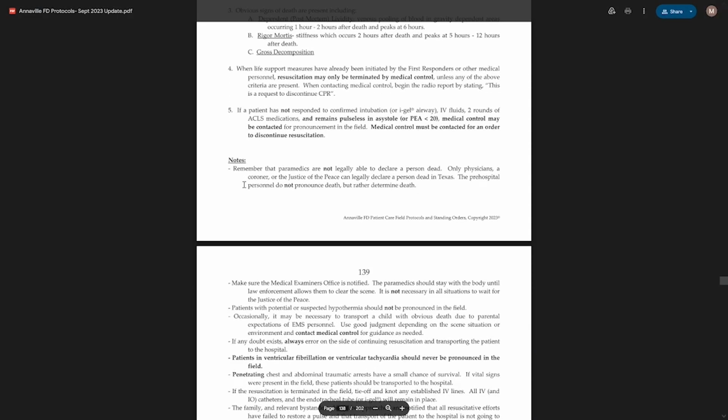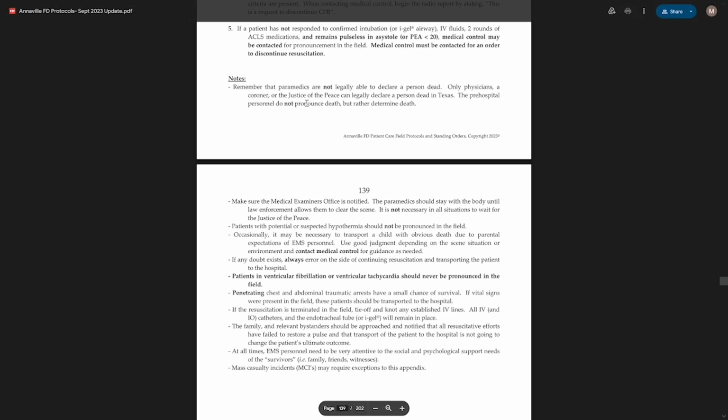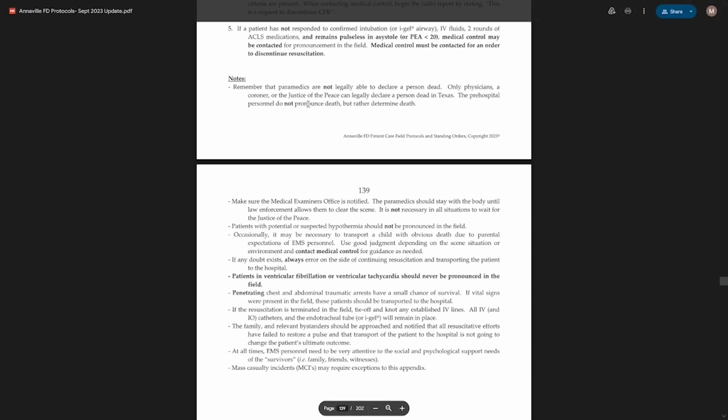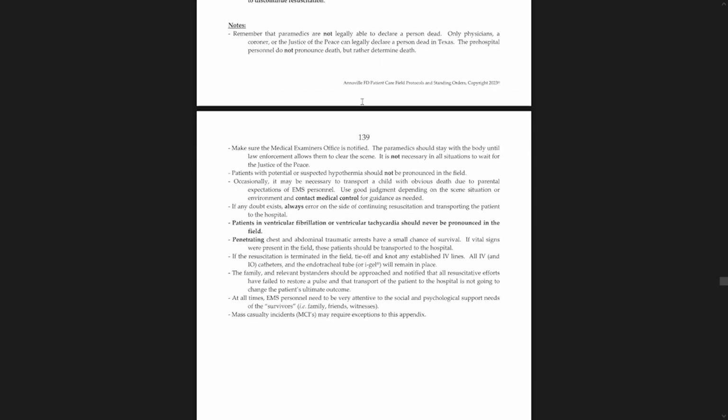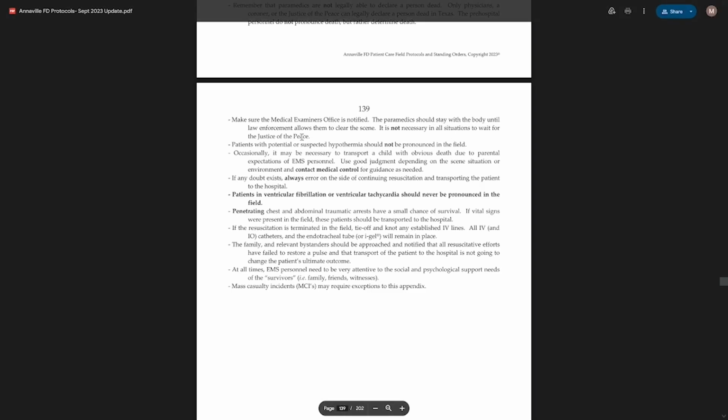Note: remember that paramedics are not legally able to declare a person dead. Only physicians, a coroner, or the justice of the peace can legally declare a person dead in Texas. The pre-hospital personnel do not pronounce death, but rather determine death. Make sure that the medical examiner's office is notified. The paramedic should stay with the body until law enforcement allows them to clear the scene. It is not necessary in all situations to wait for the justice of the peace.